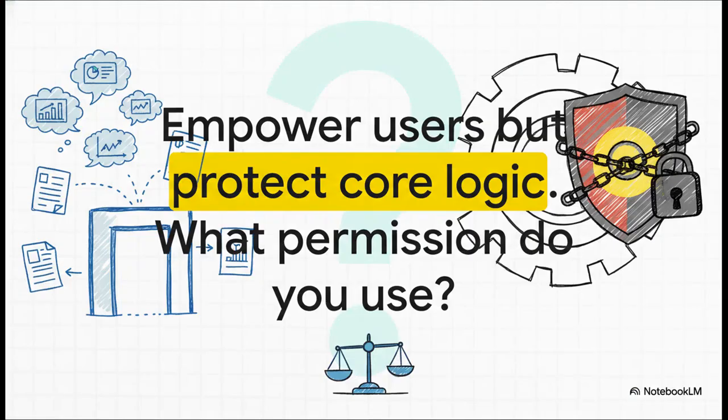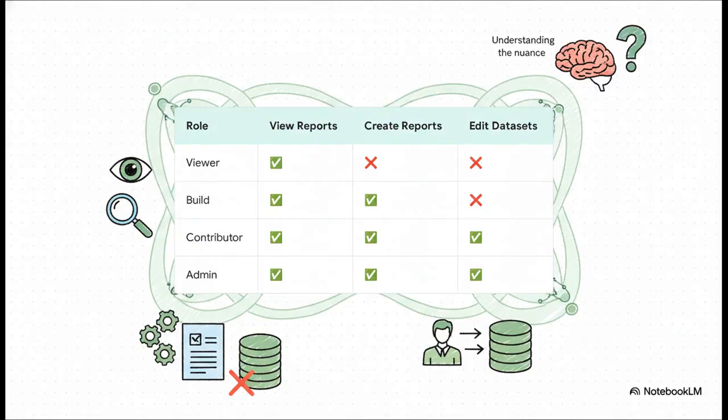Now here is a classic governance problem, the kind you see in question 15. You want to empower your users, right? You want to give them self-service tools so they can build their own reports. But you absolutely, positively cannot let them break the certified single source of truth that you worked so hard to build. It's a tricky balancing act. And the answer is all about understanding the subtle differences between these workspace roles.